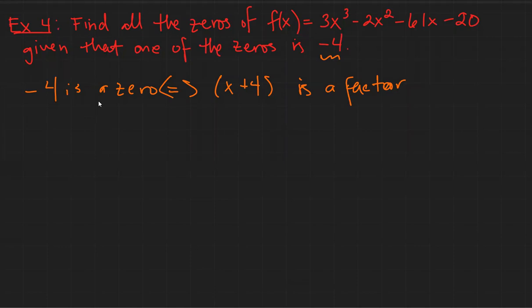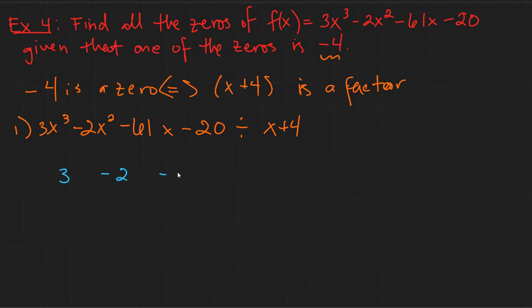So then what am I going to do? I'm going to start by dividing 3x cubed minus 2x squared minus 61x minus 20, dividing that by x plus 4. Oh, and we know how to do that because we know how to do synthetic division now. So let's start with that, okay? Do our coefficients. So let's go ahead and write them out. We have 3, negative 2, negative 61, and negative 20.